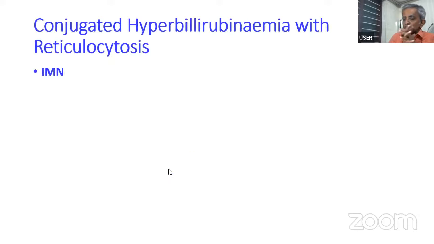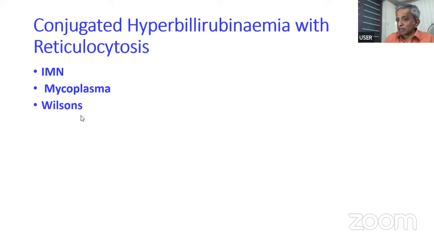One is infectious mononucleosis. IMN can produce IgM antibody autoimmune hemolytic anemia, and IMN is also a cause of hepatitis. So if you have hepatitis, you get conjugated hyperbilirubinemia. At the same time, IgM mediated cold hemagglutinin disease can occur, and therefore reticulocytosis because of hemolytic anemia. So you can have conjugated hyperbilirubinemia with reticulocytosis in IMN. The second condition, for the same reason, is mycoplasma. These are the two important common infections where you get IgM cold agglutinin.